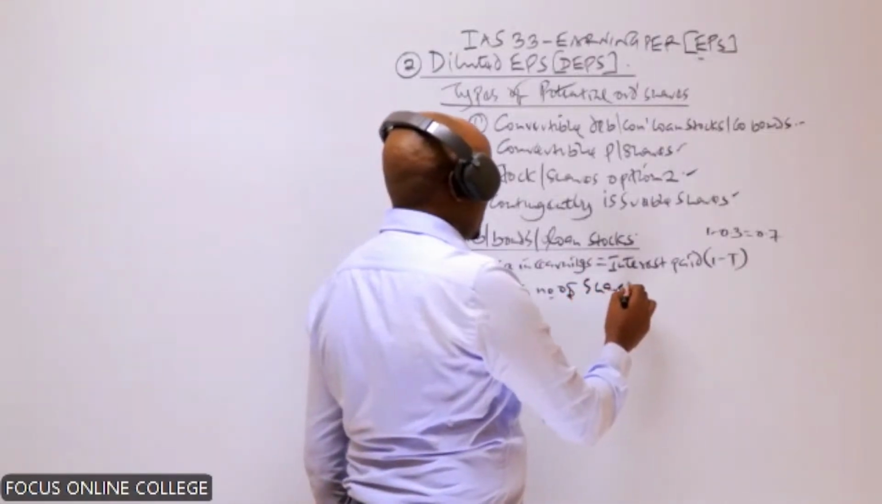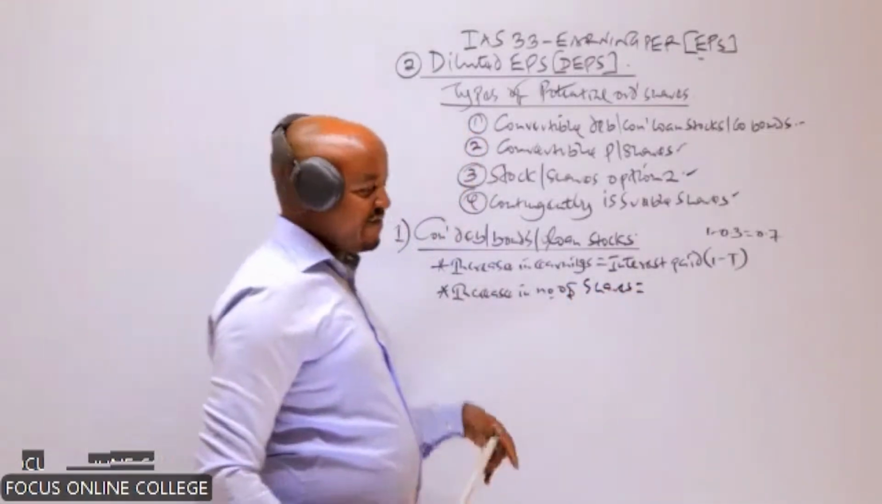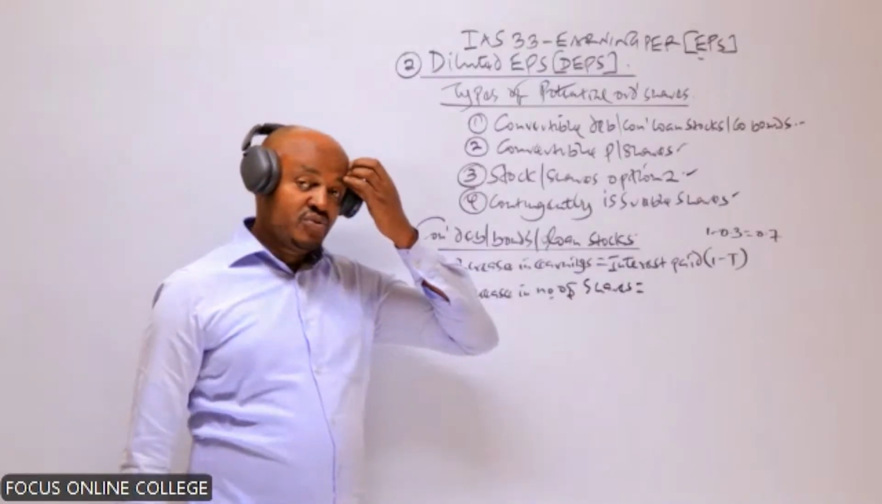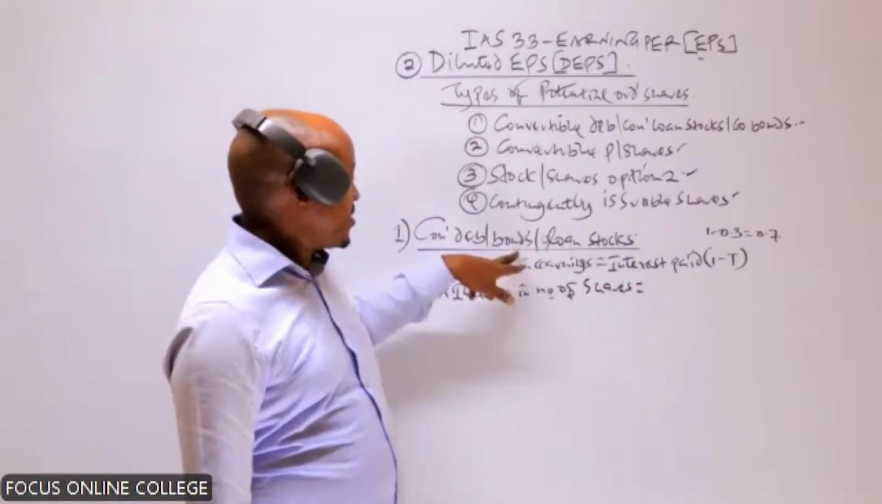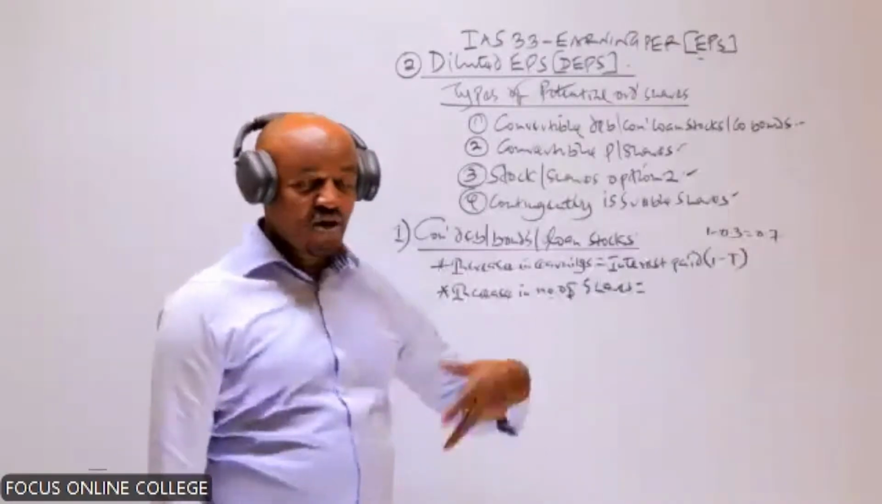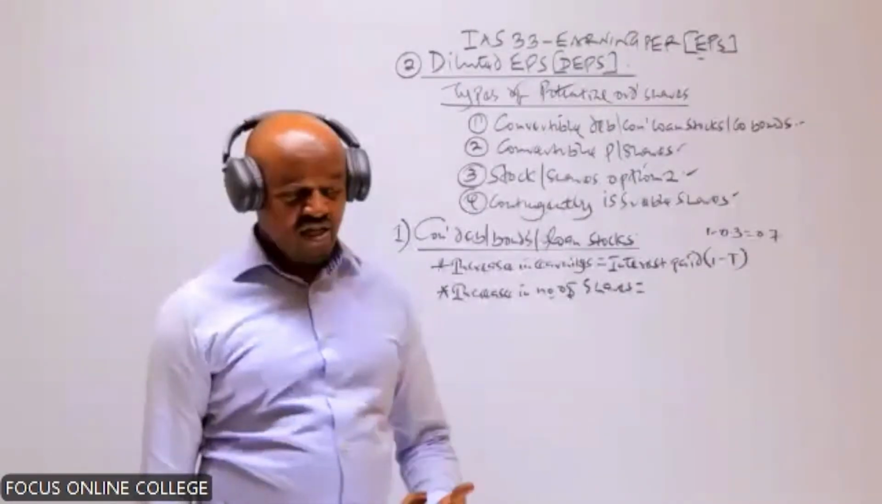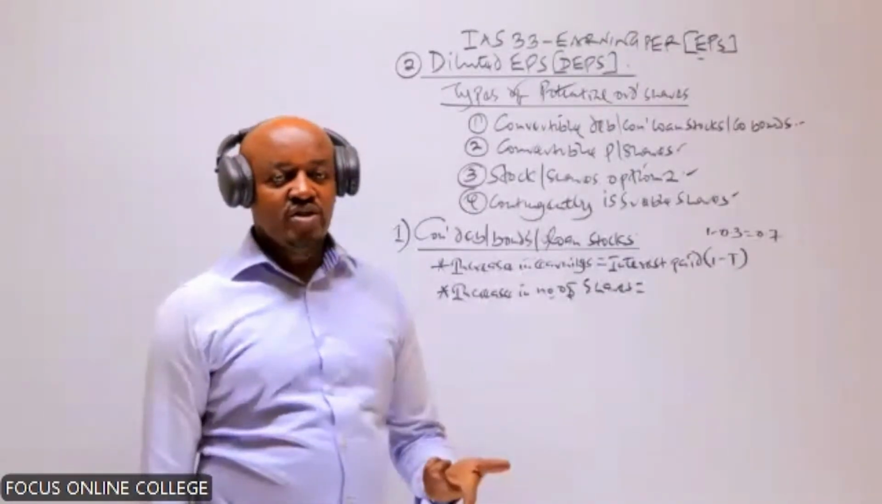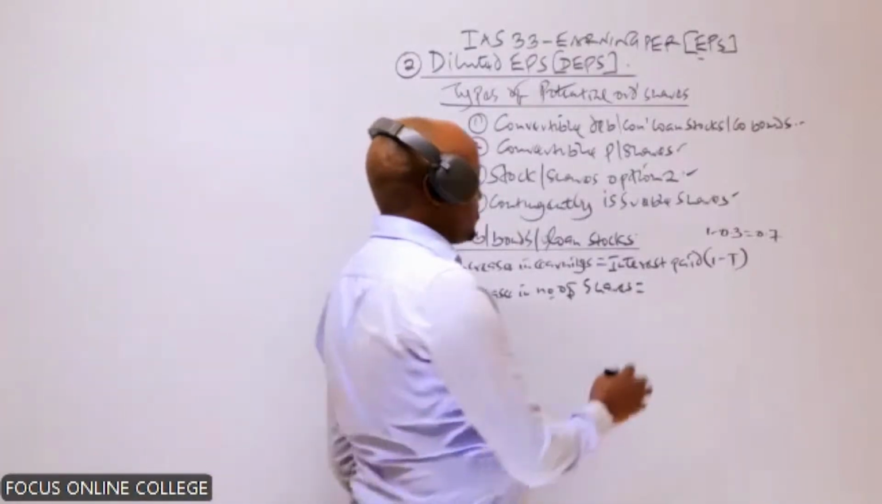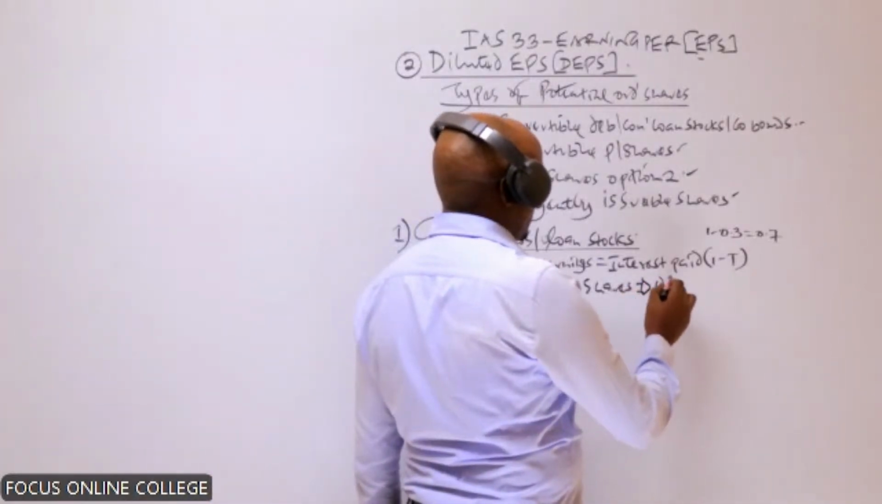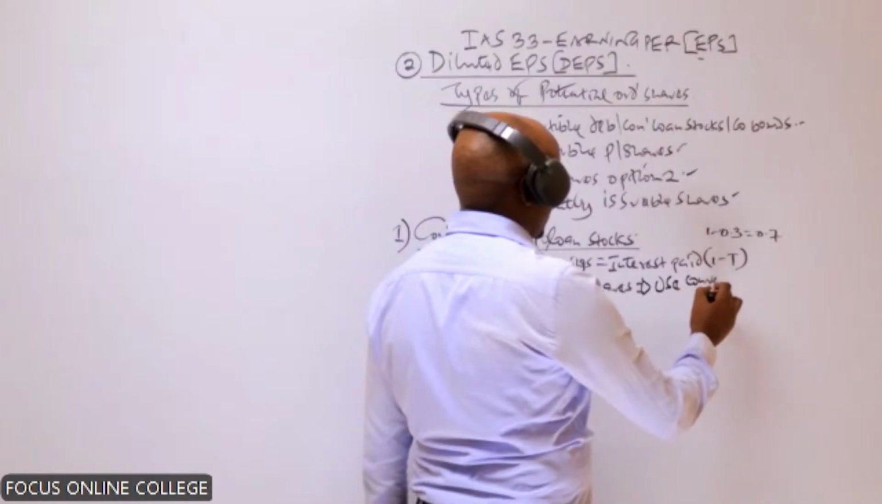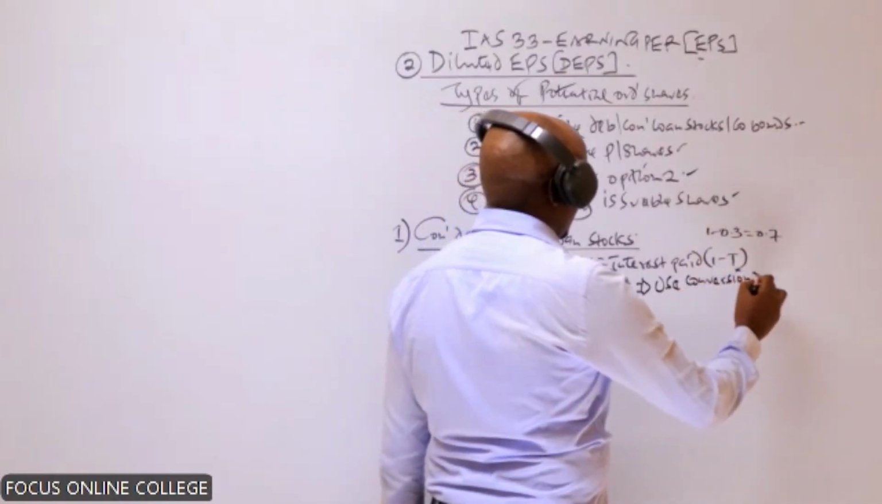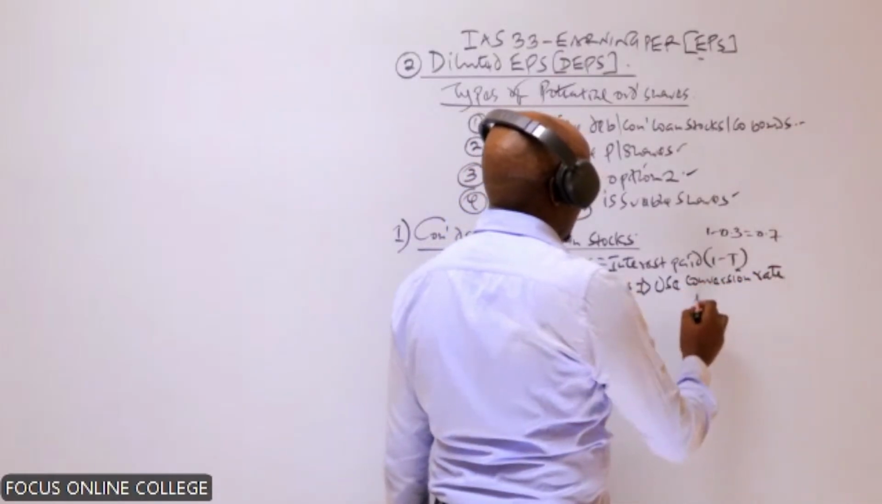Increase in number of shares. Remember, you have said that this refers to those ordinary shares which would have been issued by the company, assuming these convertible securities were converted into ordinary shares. How many ordinary shares would have been issued? Now, for us to compute this one, we use the conversion rate provided.